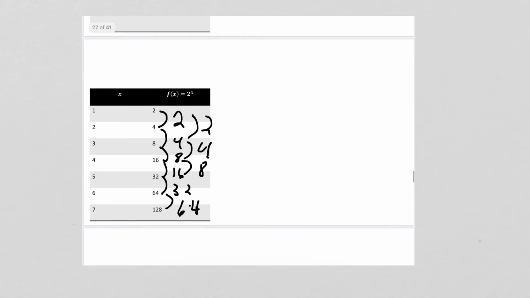Okay, here's your table. So our next step is to take the difference, we're going to do the change in rise. So 2 to 4 is 2, 4 to 8 is 4, 8 to 16 is 8, 16 to 32 is 16, 32 to 64 is 32, 64 to 128 is 64. Okay, well, let's do the change and the change. Okay, 2 to 4 is 2, 4 to 8 is 4, 8 to 16 is 8, 16 to 32 is 16, 32 to 64 is 32.